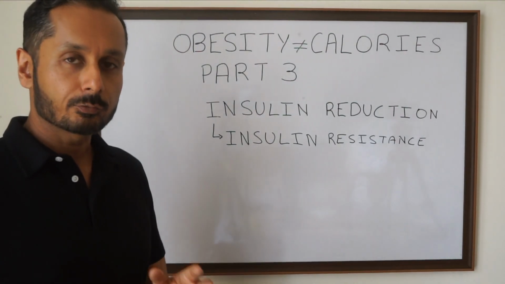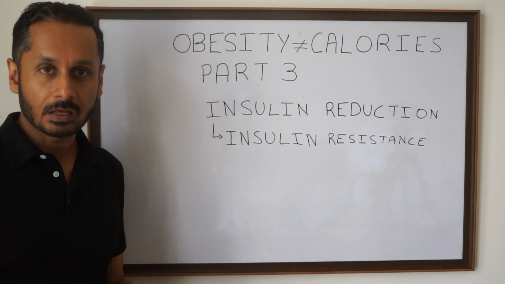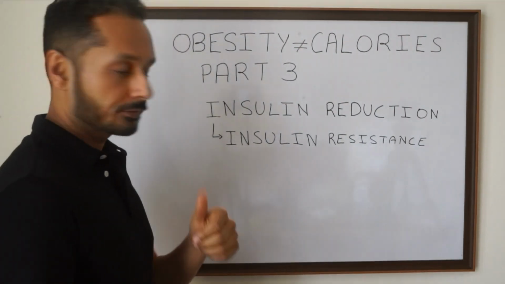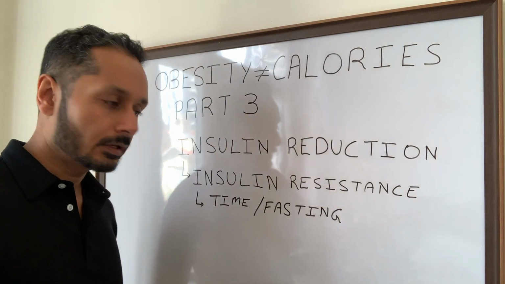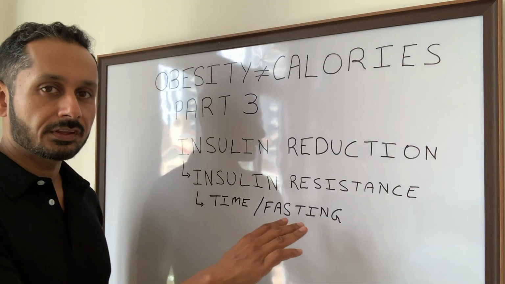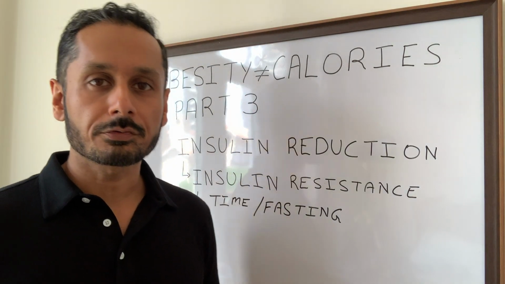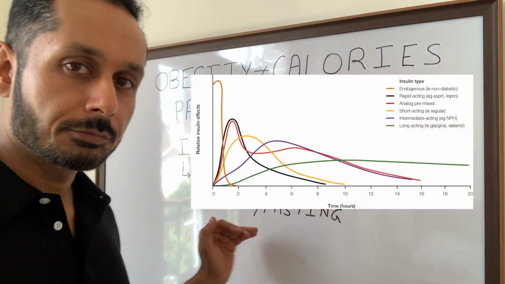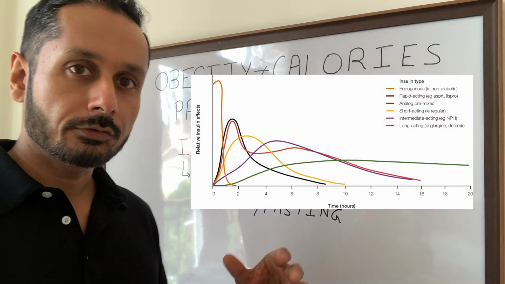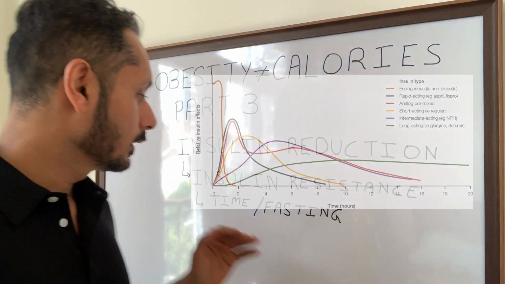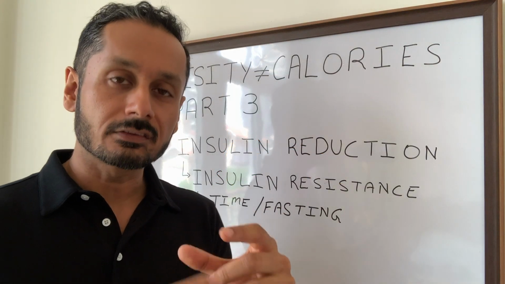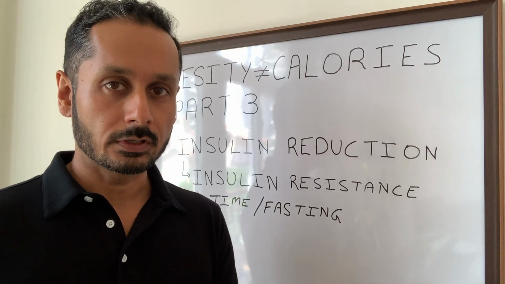So what are the ways with which we lower insulin resistance? I'm going to cover 3 ways right now. The first way to reduce insulin resistance is to reduce the amount of time that insulin is present in your body. If there are longer gaps where there is no insulin in your body, then the body gets desensitized to the amount of insulin.